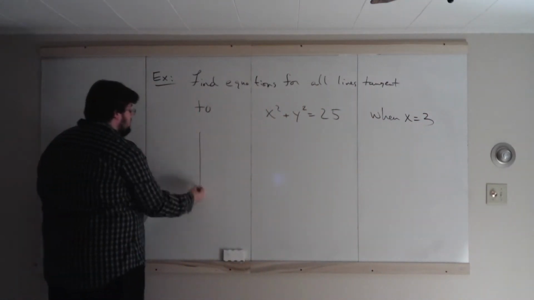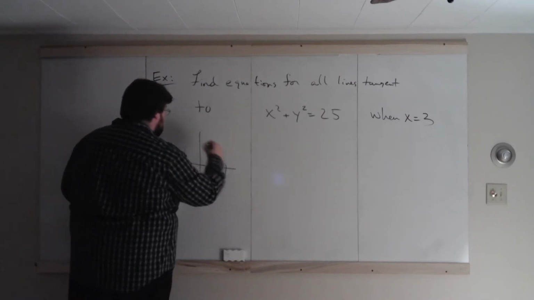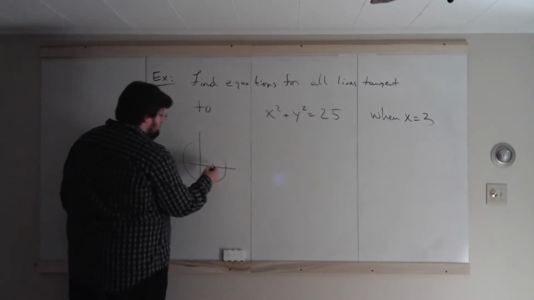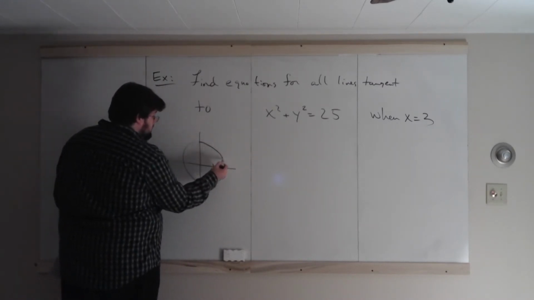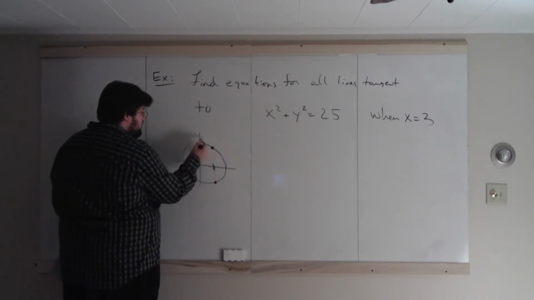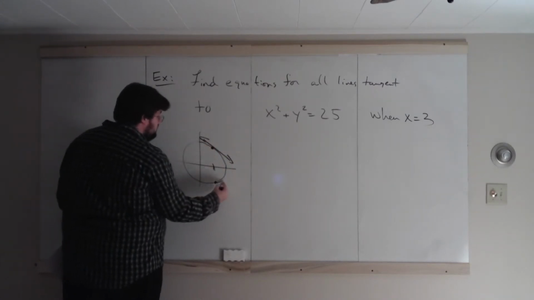This is a circle. Looks like this. When x equals 3, let's say it's there. This is a circle of radius 5, so this is 5, so 3 is somewhere in there. When x equals 3, there are going to be 2 corresponding y values. And because of that, we're going to get 2 tangent lines.